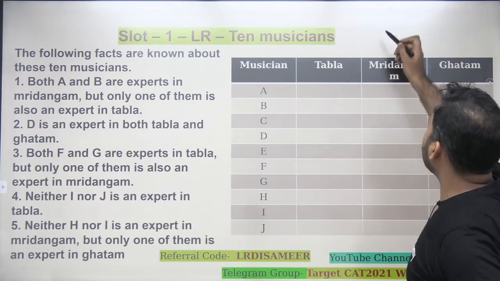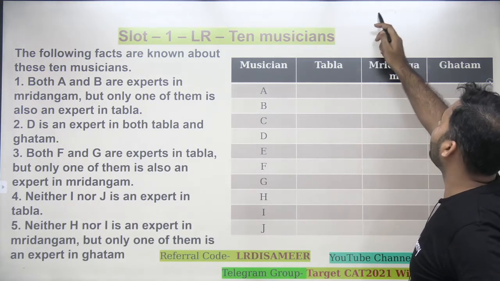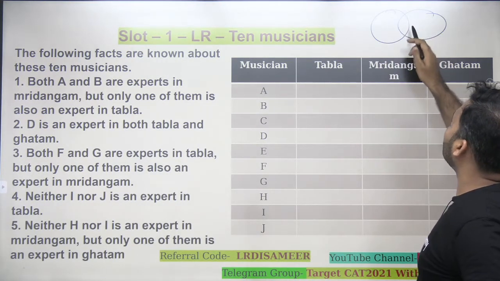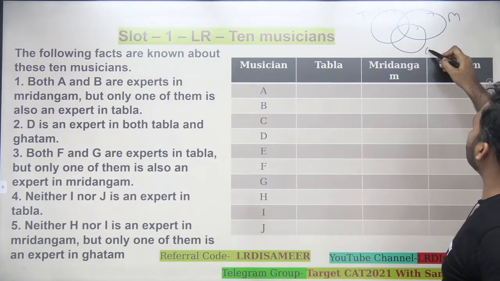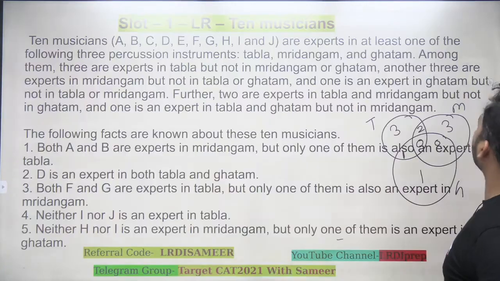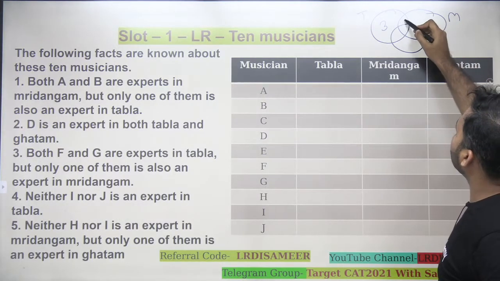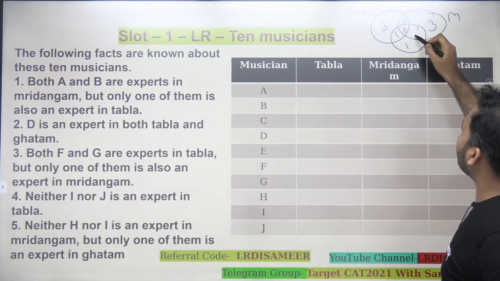So I'm making this small Venn diagram over here. This will give us a complete idea. Tabla, T, M, and G. We have three people here. We have 3, 2, 1, 1. We have three people here, 2 here, 1 here, 1 here, 0 here, and 0 here.